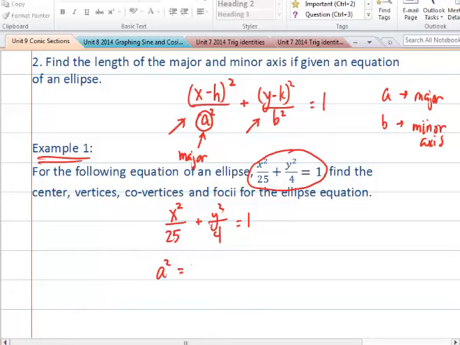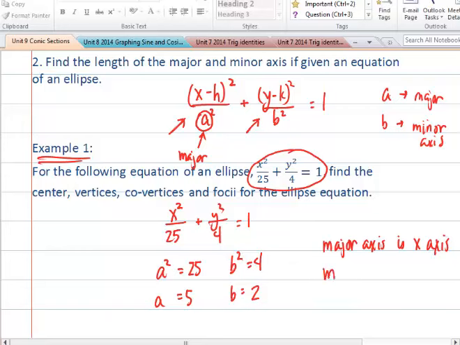Our a squared value is equal to 25. That means our a value is equal to 5. Our b squared value is equal to 4, which means our b value is equal to 2. So what this means is our major axis is the x or horizontal axis, and our minor axis is the y-axis. Why is that? It's because the value of what's under the y is less than the value of what's under the x. It's that simple.